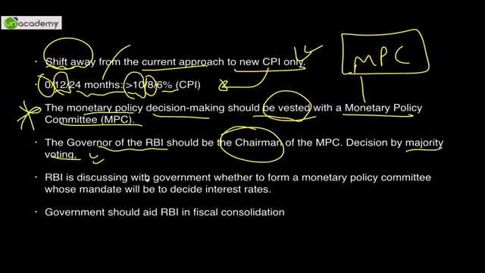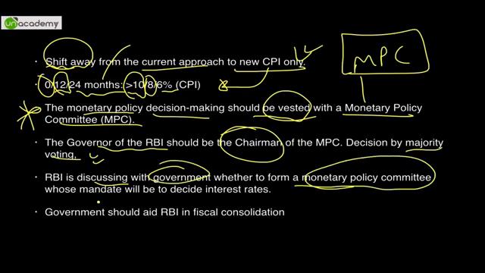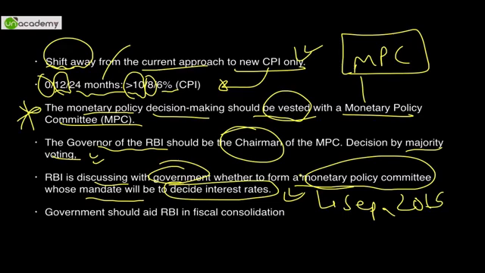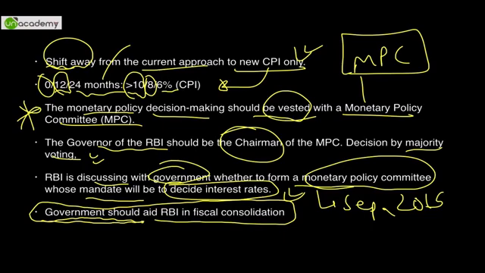RBI is discussing with the government to form a monetary policy committee whose mandate will be to decide the interest rate. This is going on as per the September 2015 news we are talking about. So this is going on right now. This is a current development in this field. And finally, the recommendation is that the government should aid RBI in fiscal consolidation as well.